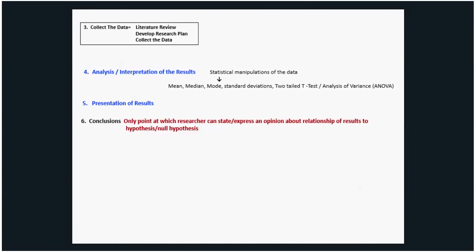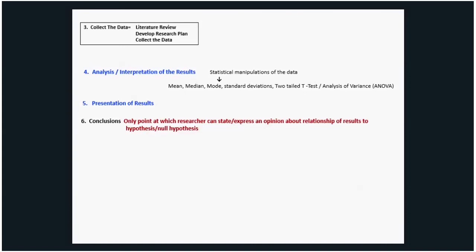Then you have your presentation of results and your scientific method. With this step, you actually are reporting. You're reporting the mean, the median, the mode, your standard deviations. You're reporting this information. You're talking about if there was a critical incidence, if you did a time series, you report all of your results. And then the last step is the conclusions.